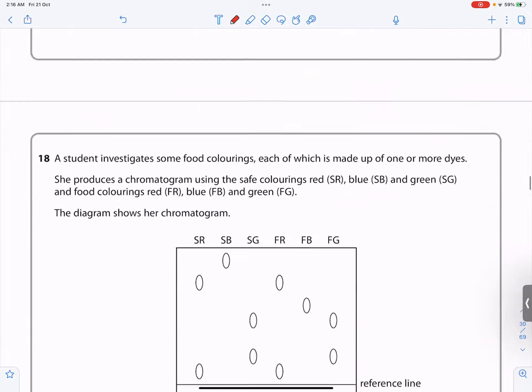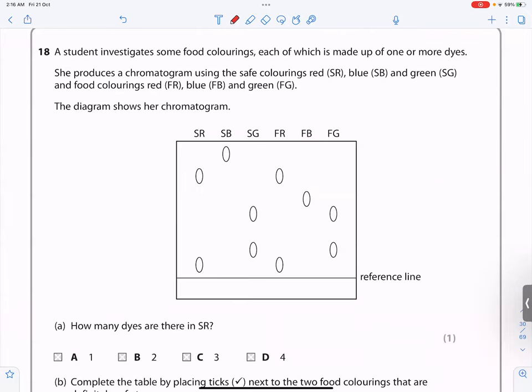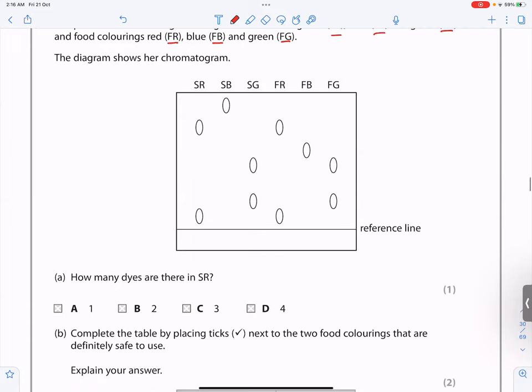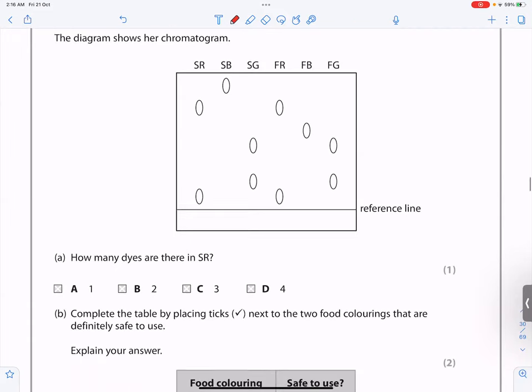A student investigates question 18. A student investigates some food coloring each of which is made of one or more dyes. She produces a chromatogram using safe food coloring, safe red, safe blue, safe green, and food coloring food red, food blue, food green. The diagram shows her chromatogram. How many dyes are there in safe red? There is one, and two spots, so we have two.